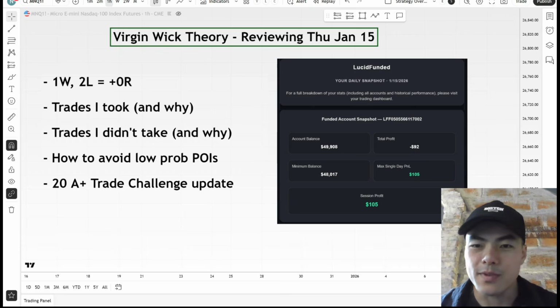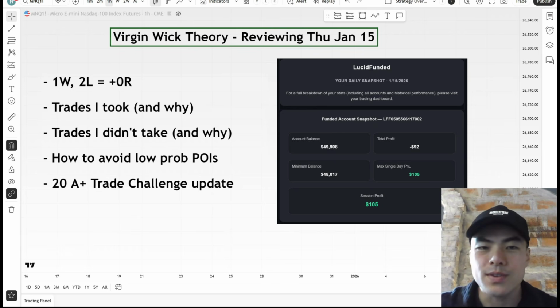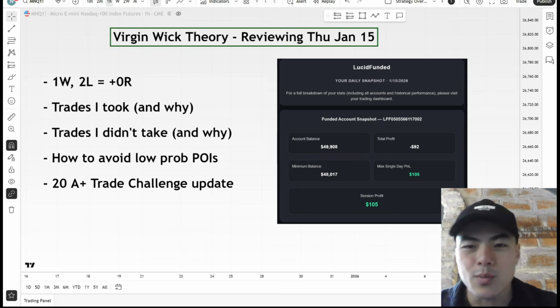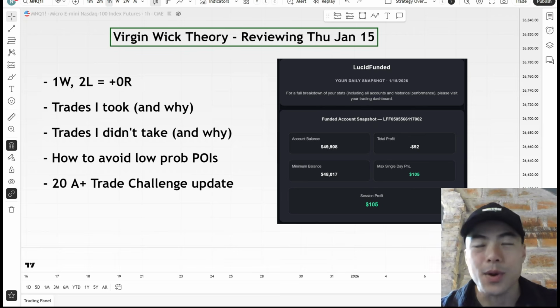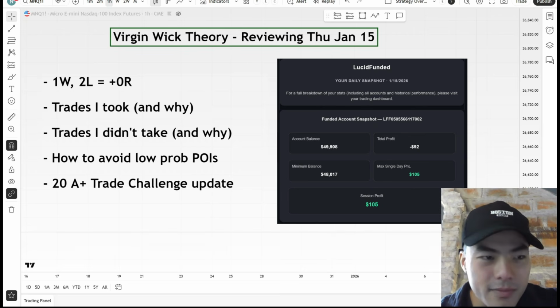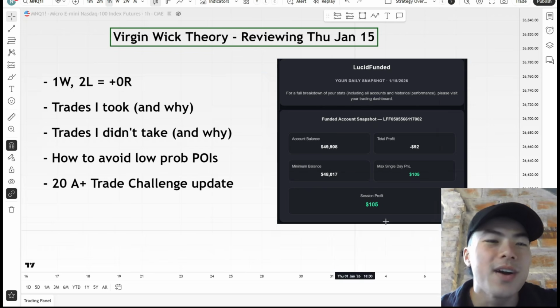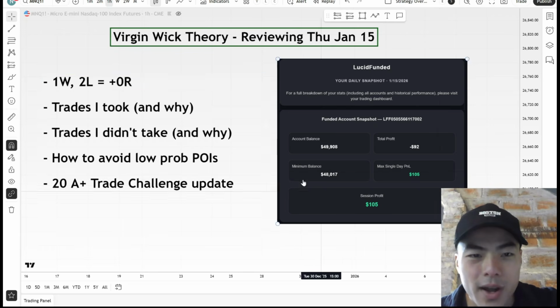So today we'll be reviewing the virgin wick theory for Thursday, January 15th. Yesterday I went 1 win, 2 losses, so technically it should be break even, but on one of the losses I got a favorable fill, which I'll go over. So I'm actually slightly up for the day, but essentially break even. But I'll go over the trades I took and why.